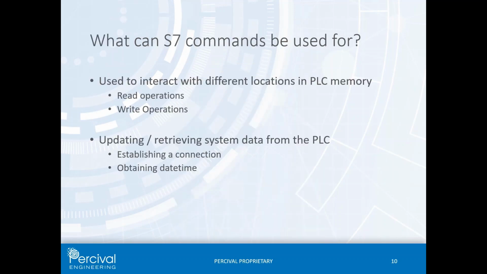Now that we've described the S7 protocol structure, we can talk a little bit more about what the protocol can be used for. Generally, this protocol can be used to upload or retrieve information from a PLC. This might involve reading or writing different locations in the PLC's memory, establishing a connection, or retrieving the date and time.